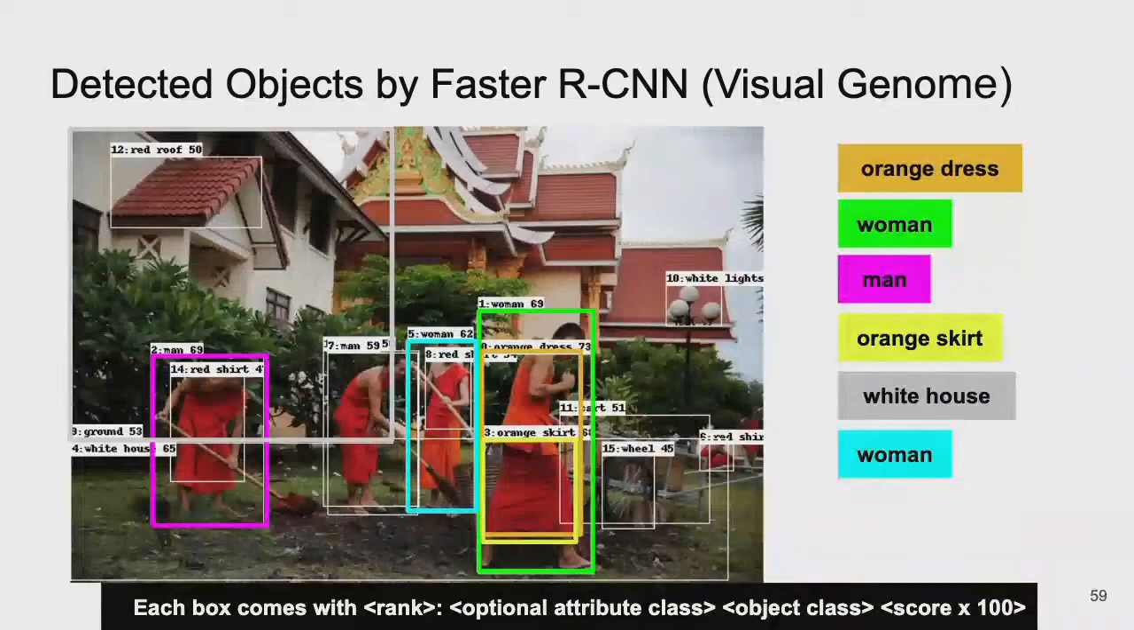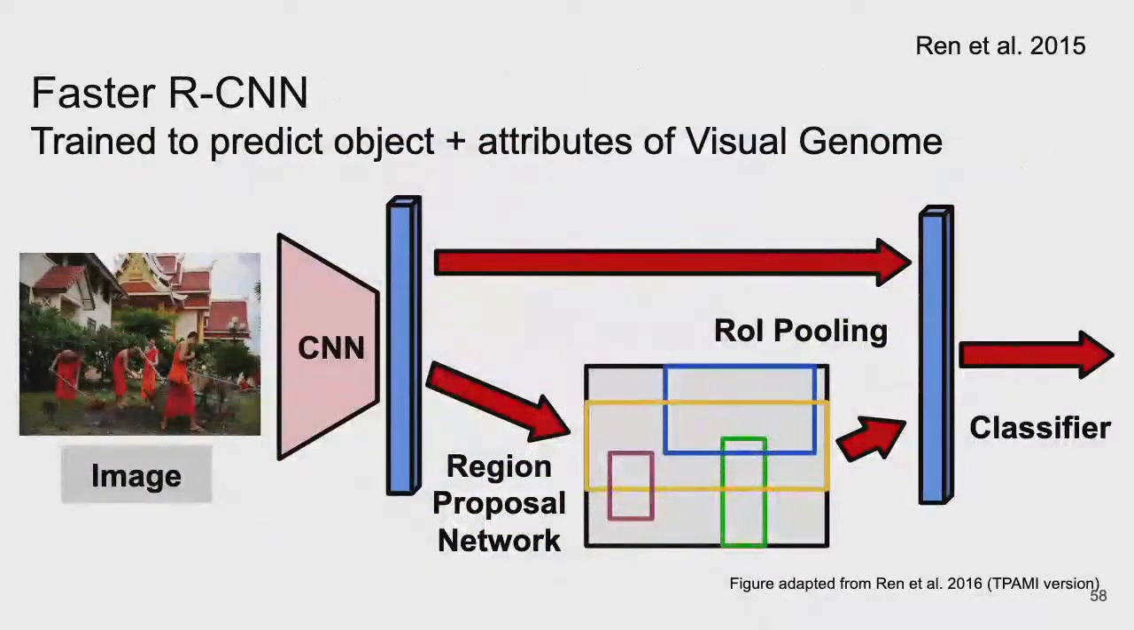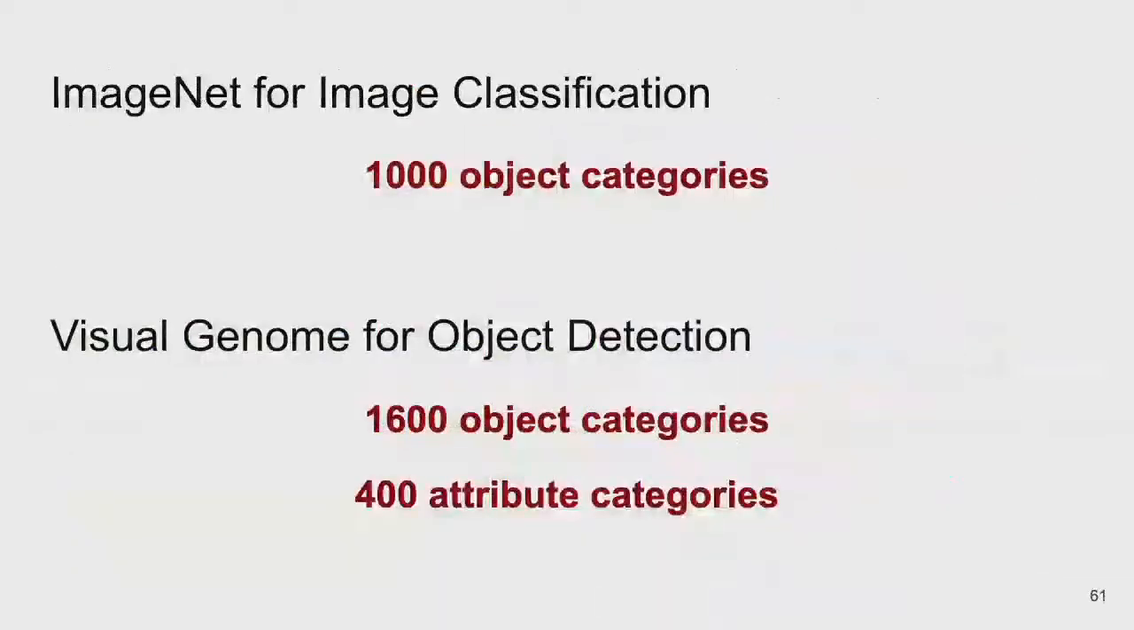Now let's look at this image I picked from Conceptual Captions. I applied this Faster R-CNN trained on Visual Genome on it, and these are the top six objects. I draw a box with color there. So I guess that's the best it can do. This is a woman in orange dress and orange skirt in front of the White House. If you look at what information we gave to the object detector, this is not surprising. This CNN is pre-trained on ImageNet, so we have information about 1,000 categories. And Visual Genome has 1,600 objects plus 400 categories.